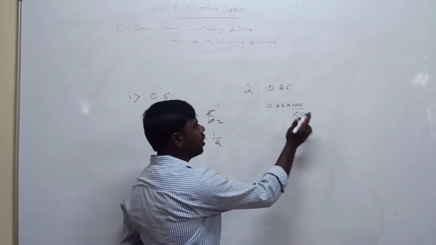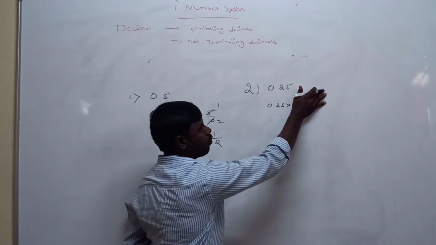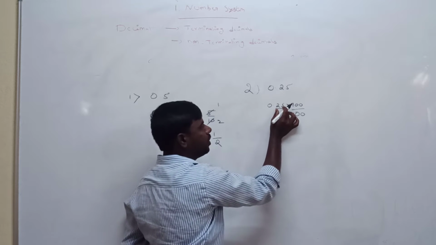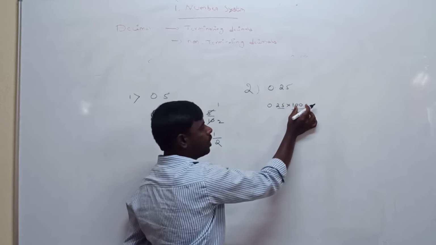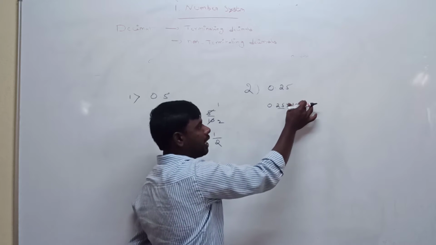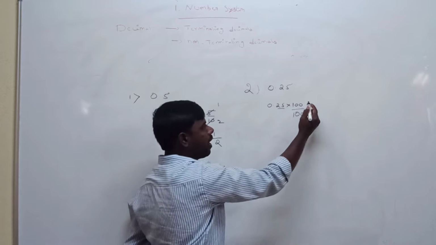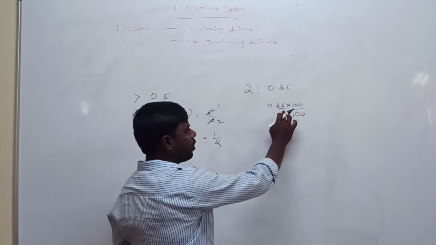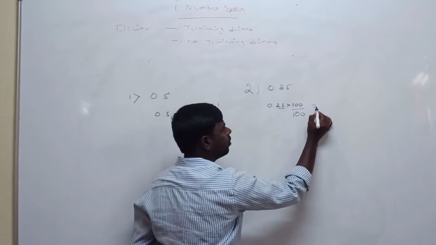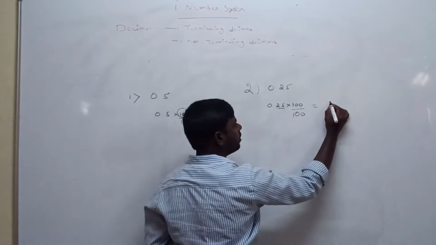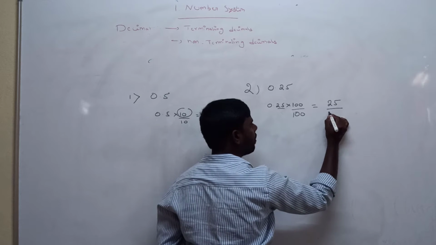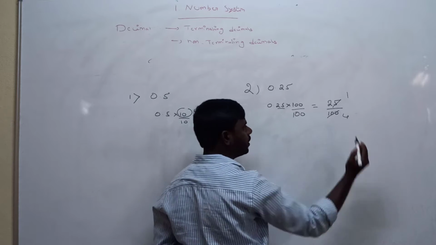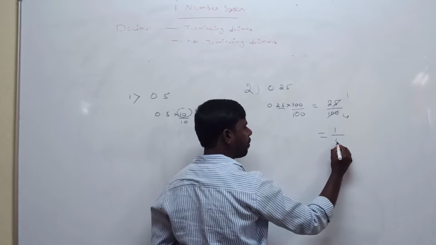Understood, everyone? First we take 0.25 into 1, which is 0.25. How many digits after the decimal? Two numbers, so we take two zeros. We get 100, so we multiply and divide by 100. The 100s cancel and we get the same value. Now 0.25 into 100 is 25, so 25 by 100. 25 ones are 25, 25 fours are 100. So the value is 1 by 4.